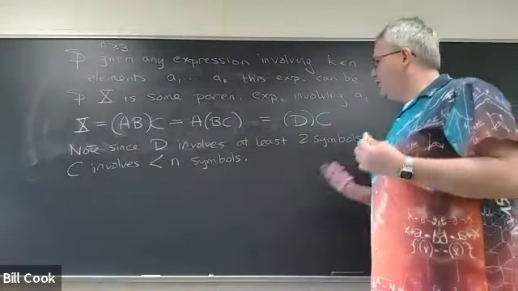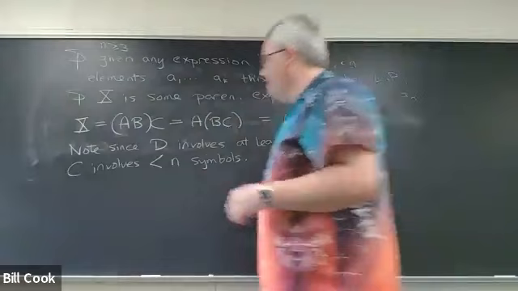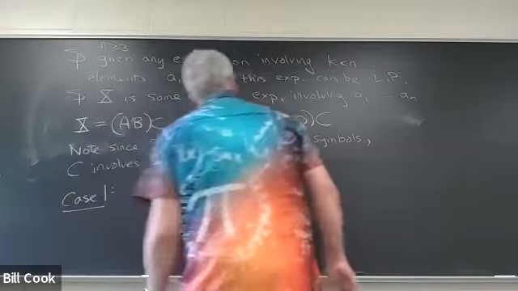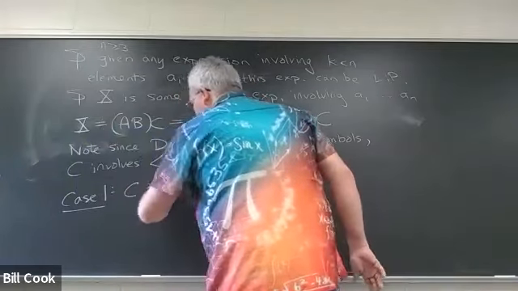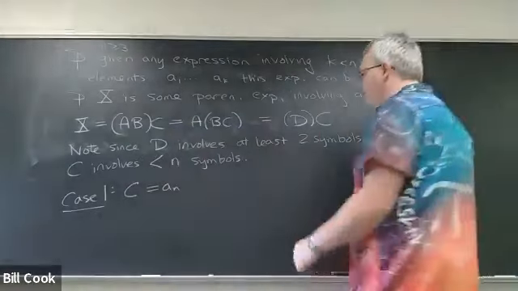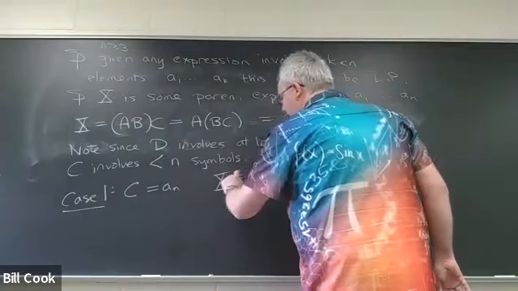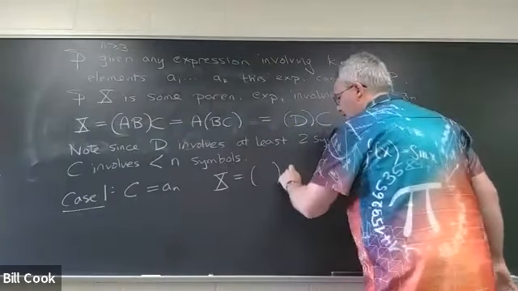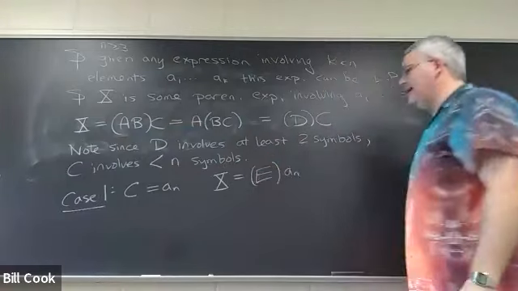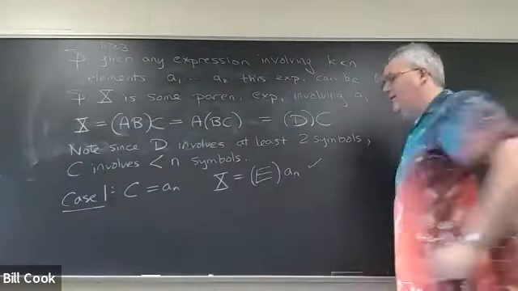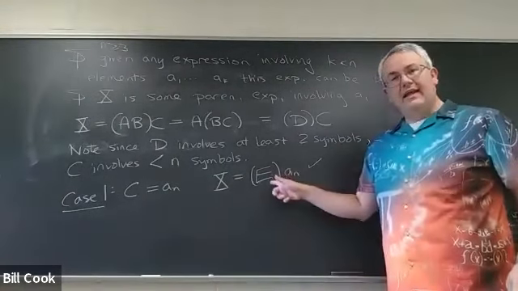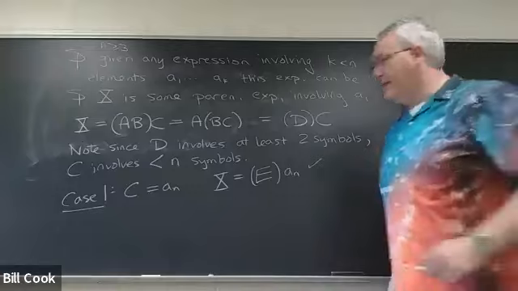Now there are three cases to consider. Case one is that C is just a singleton, the last element a_n by itself. In that case, x looks like, in parentheses, something times a_n, and that's our D. Let's just relabel that to be E. Now I'm going to present two more cases. In each case, in the end, I'm going to get it to look like this.